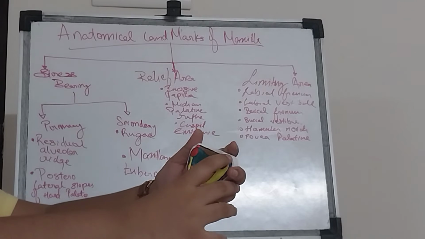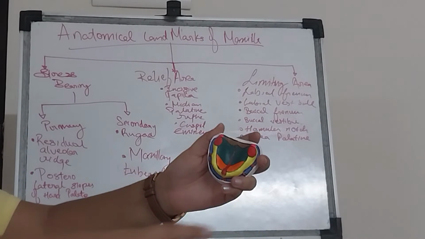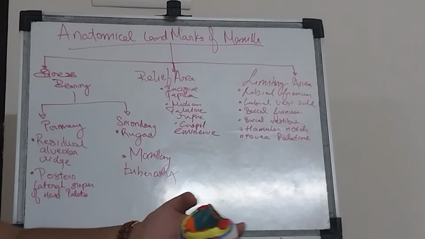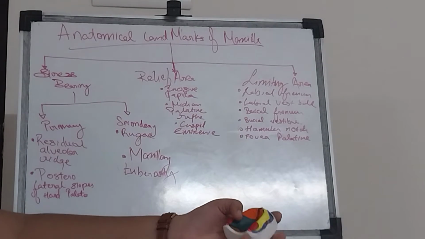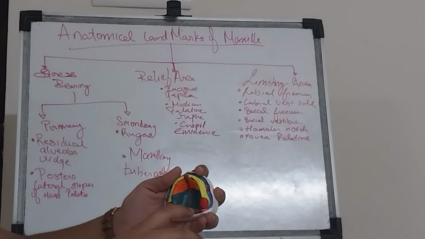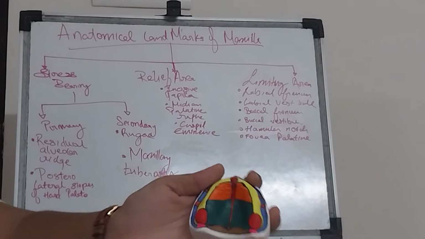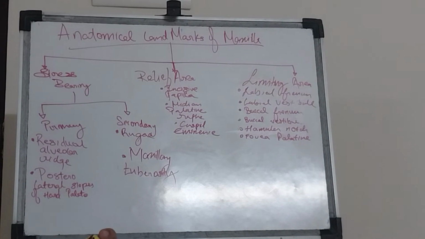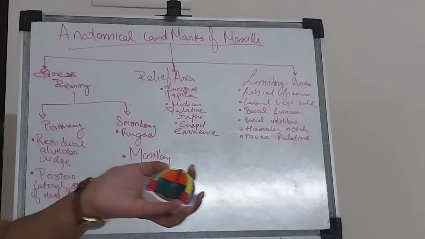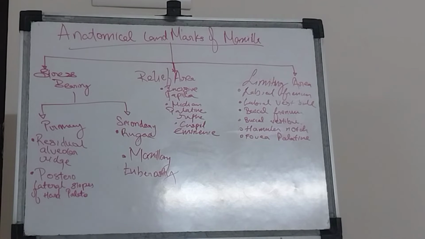And this fluorescent pink color which you can see, these are the hamular notches, and this brown one is called the vibrating line. There are two dots over here sideways, which you may not see clearly. These dots are called the fovea palatine. So these were some important anatomical landmarks. Let's see the clinical significance of each landmark.